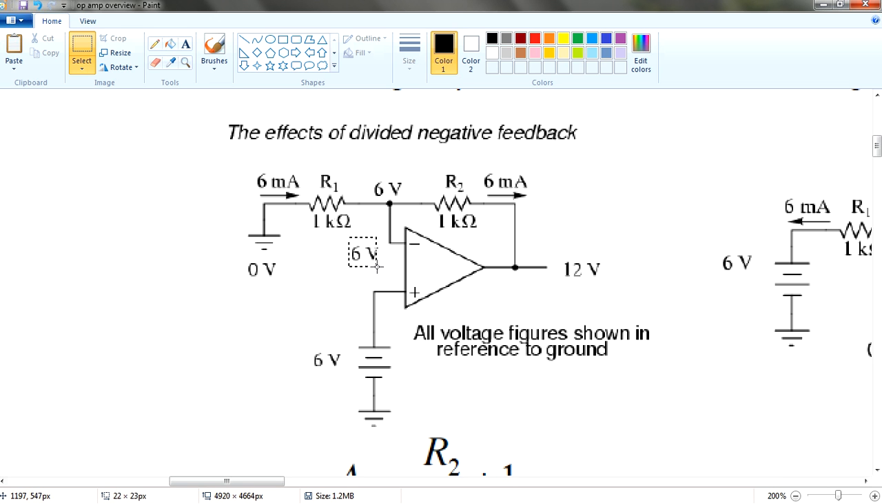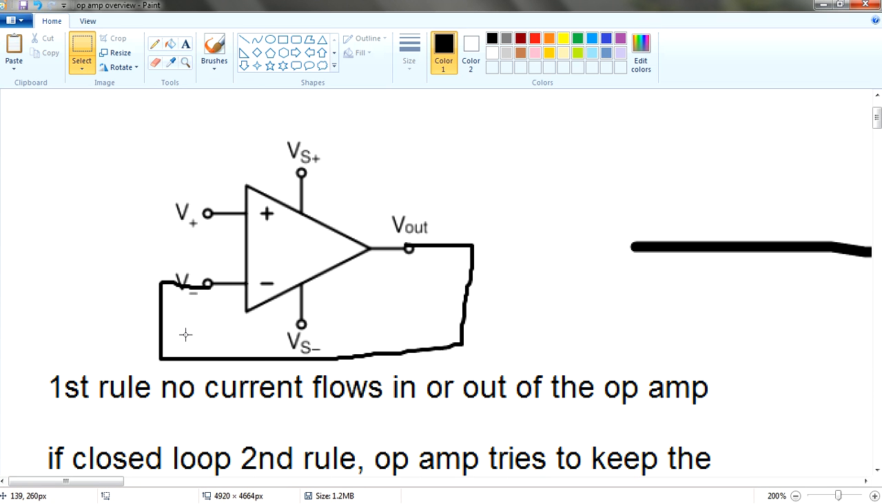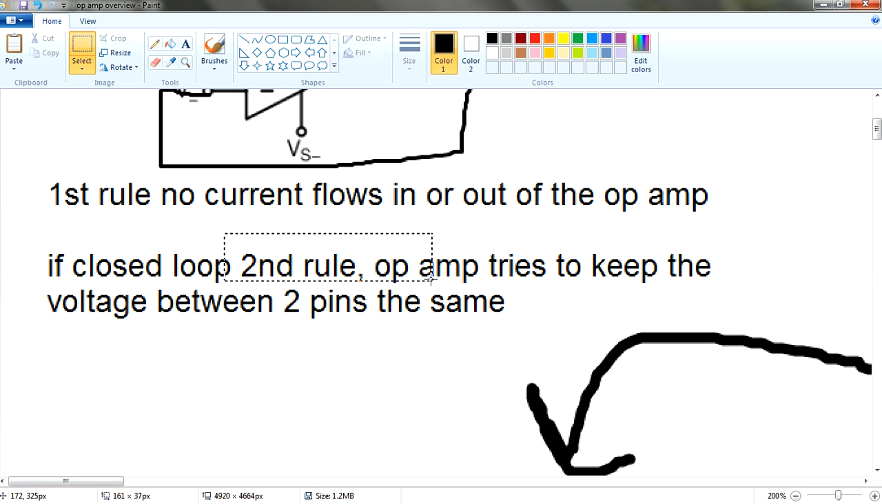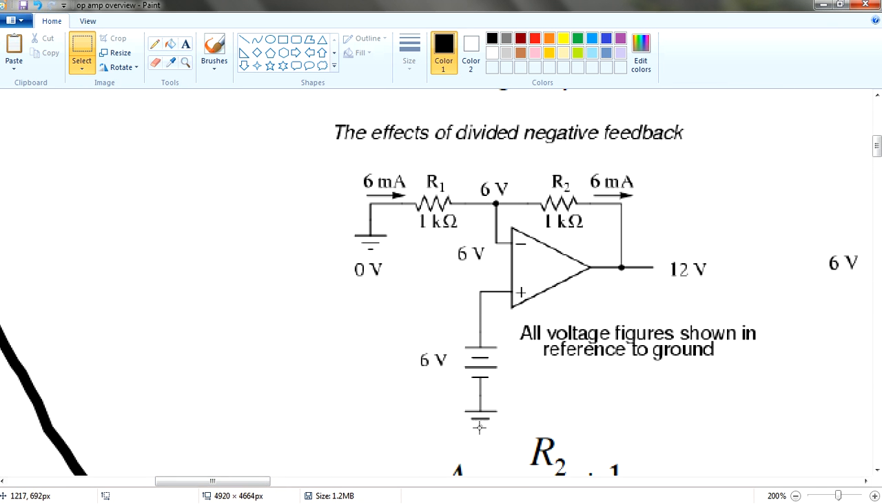The reason why there is a 6-volt is because if you remember our op-amp rule, if it's a closed loop, the op-amp tries to keep the voltage between the two pins the same, right? So if you supply a 6-volt, this is going to feed back to the op-amp, saying that okay, you must have a 6-volt over here also. So you have a 6-volt and 6-volt over here, right? So this is how the op-amp works.